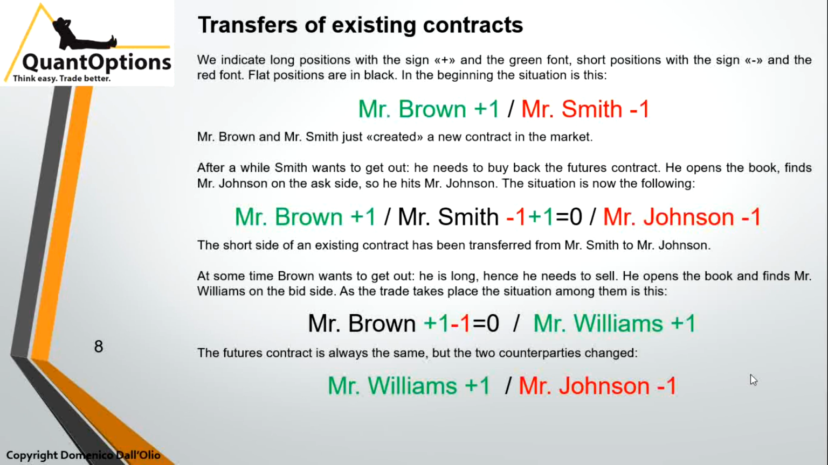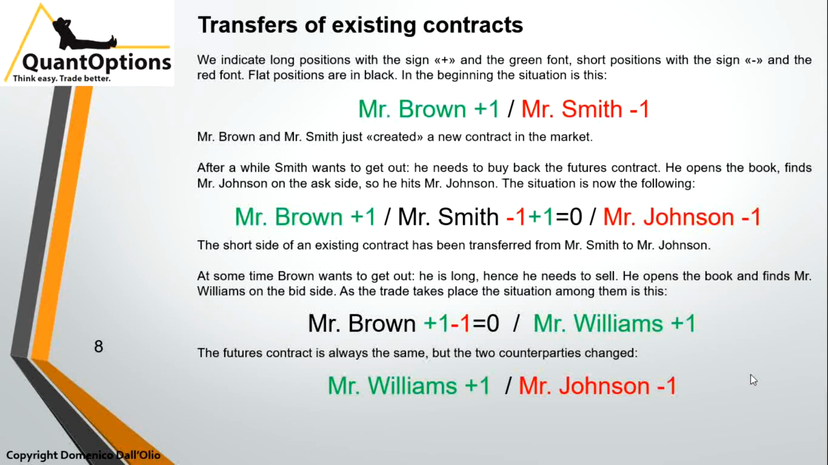After a while, Smith wants to get out. He needs to buy back the futures contract. He opens the book, then finds Mr. Johnson on the ask side, and hits Mr. Johnson. The situation is then the following. Mr. Brown is still +1. His situation has not changed. Mr. Smith was -1, now he is doing +1. His net position is 0. He is flat. He is out. Mr. Johnson is -1, the new red side of the contract. The short side of an existing contract has been transferred from Mr. Smith to Mr. Johnson.